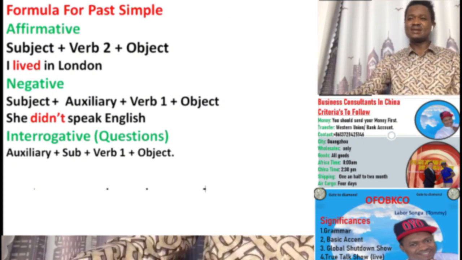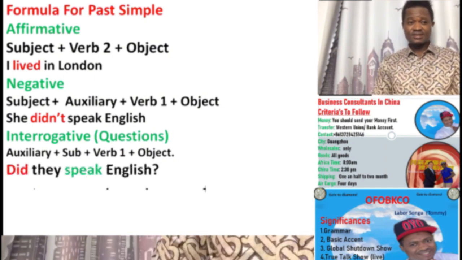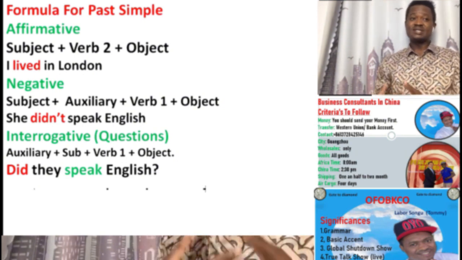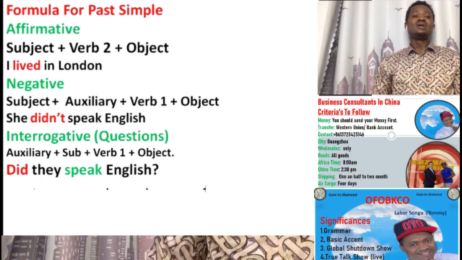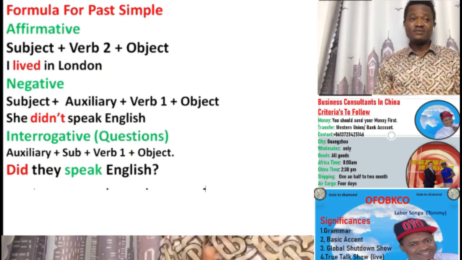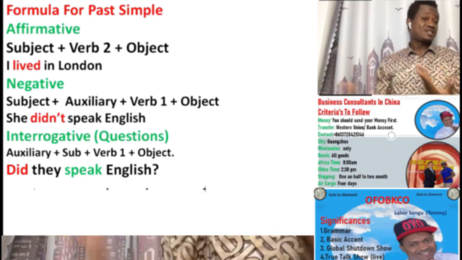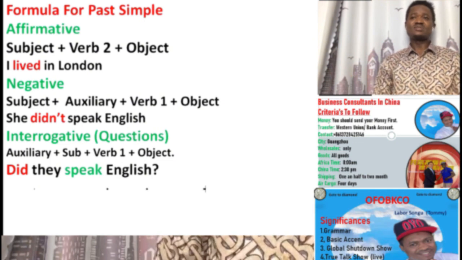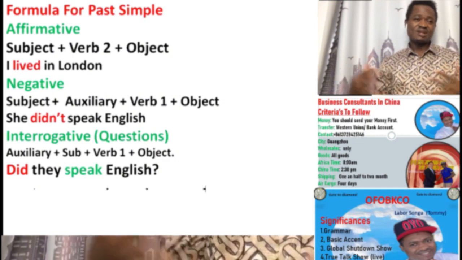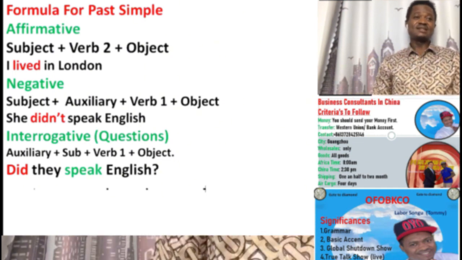All right, so let's see the example here. The example is: did they speak English? So did is the auxiliary verb in the past. We already know the past tense of do is did. So they is the subject. Speak is the V1 verb, that is the base form, and English is the object. So, did they speak English? This is a simple way to understand the interrogative form of the past simple. This is a grammatical structure. This can help you when you're asking questions. But this is the yes and no question.